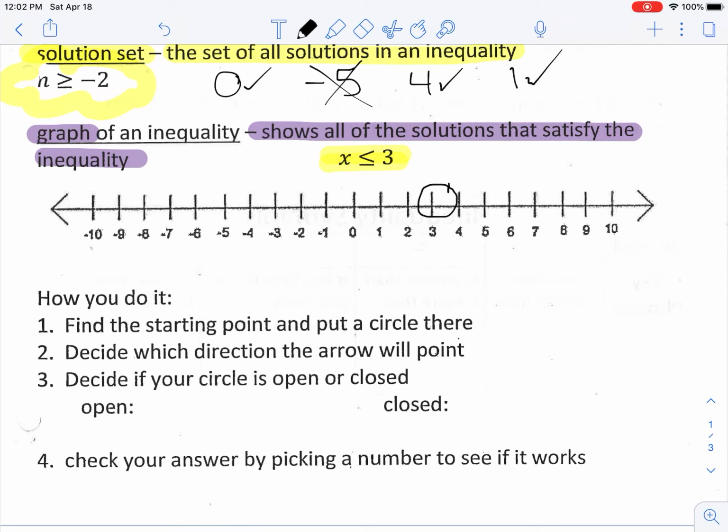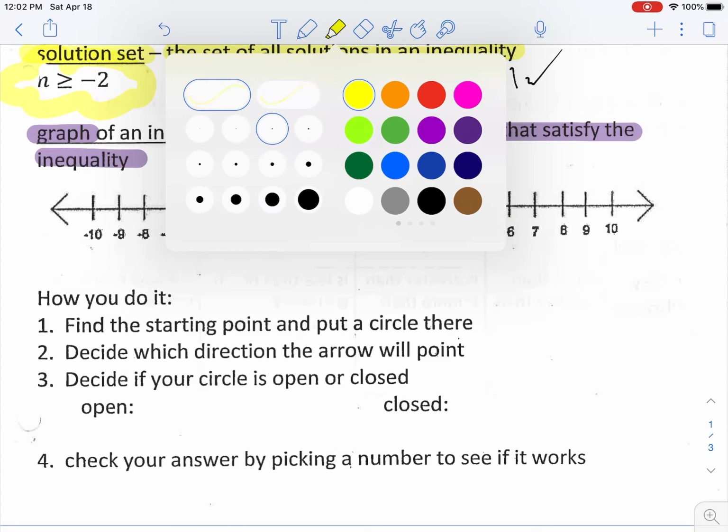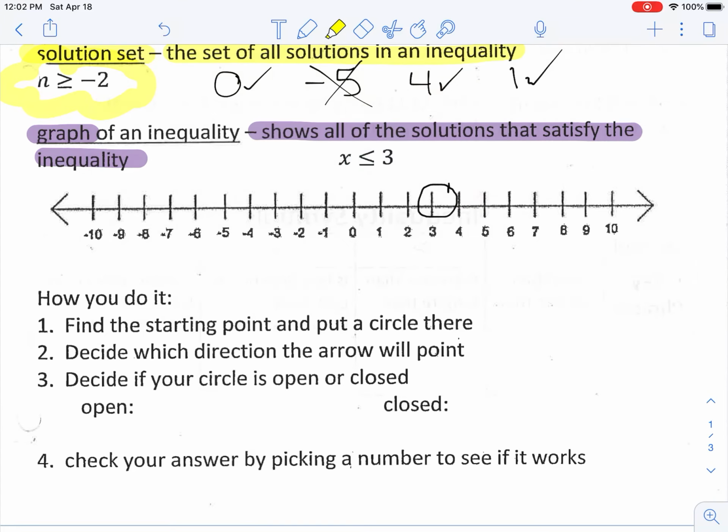Step 2, decide which direction the arrow will point. If you look at the inequality sign less than, which I'm highlighting for you right here in yellow, x is less than or equal to 3, you want to find the matching sign on your number line that is going the same direction as the inequality. So less than points to the left. So this entire inequality is going to be pointing to the left.